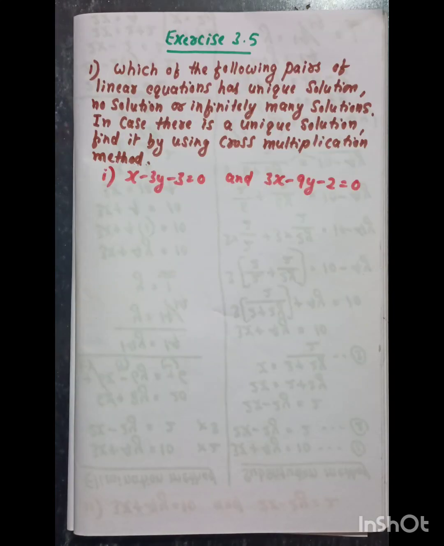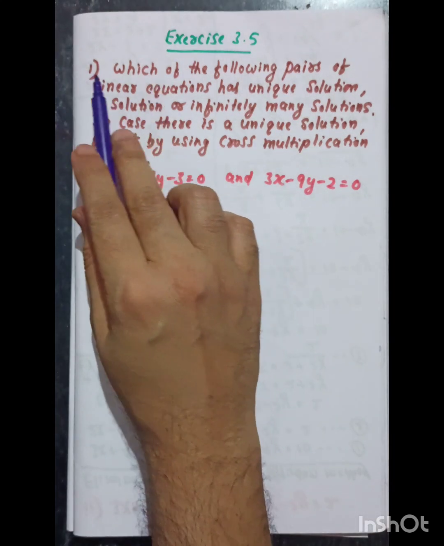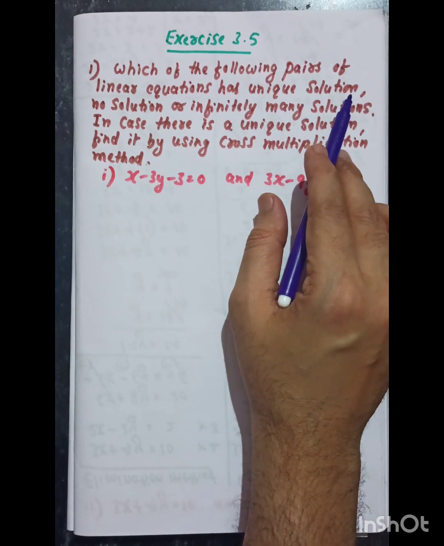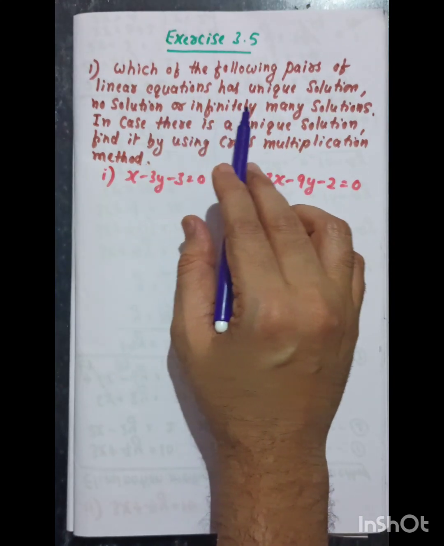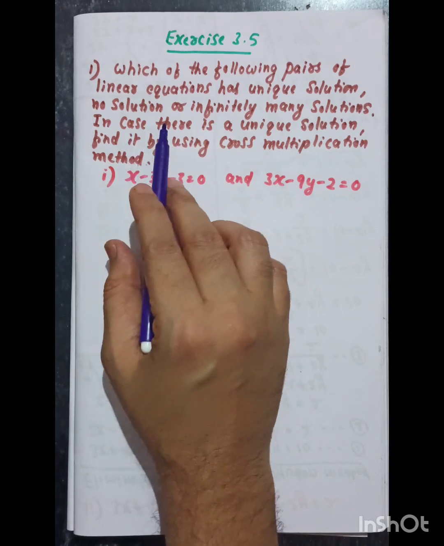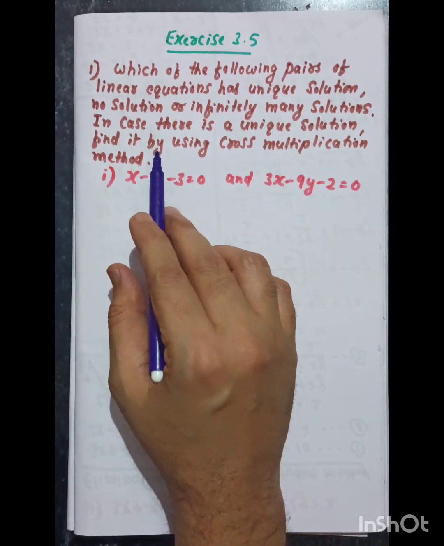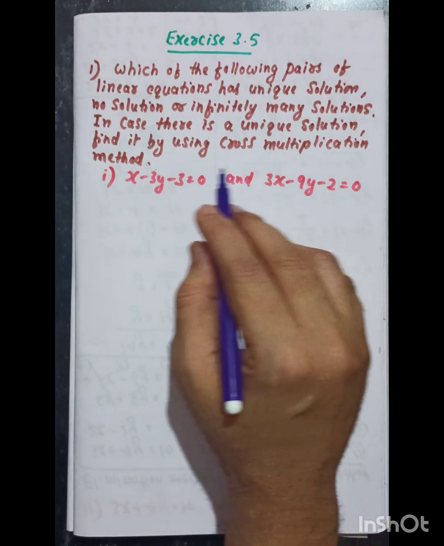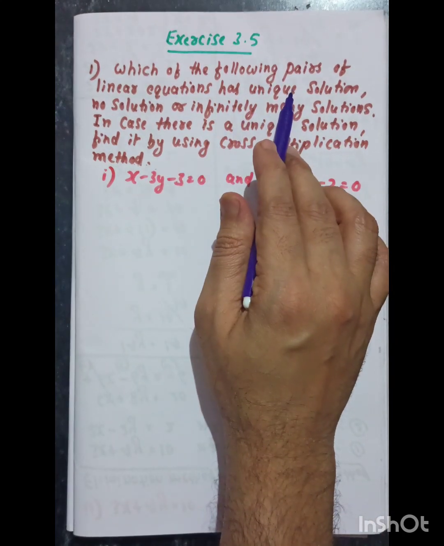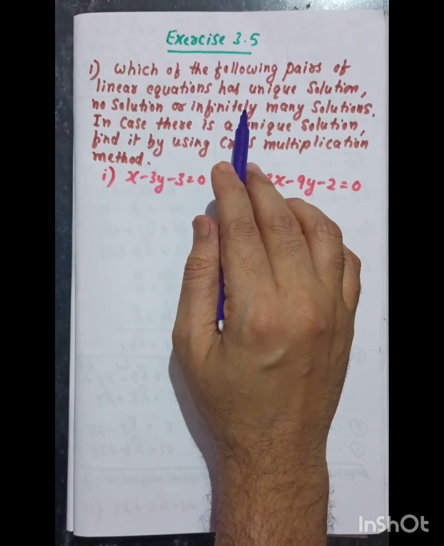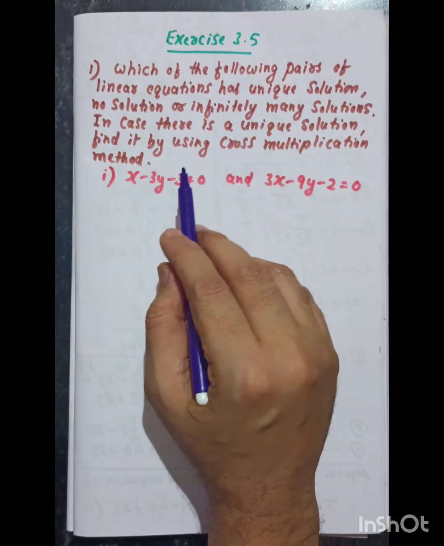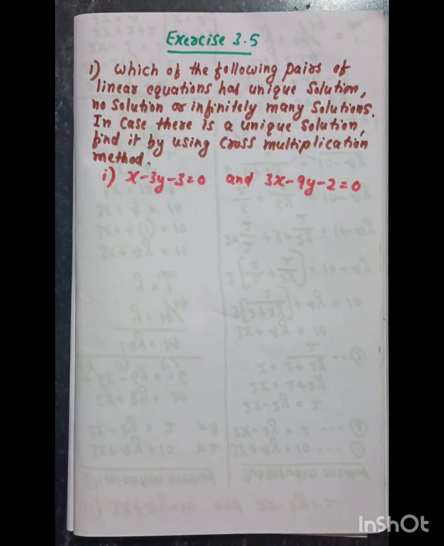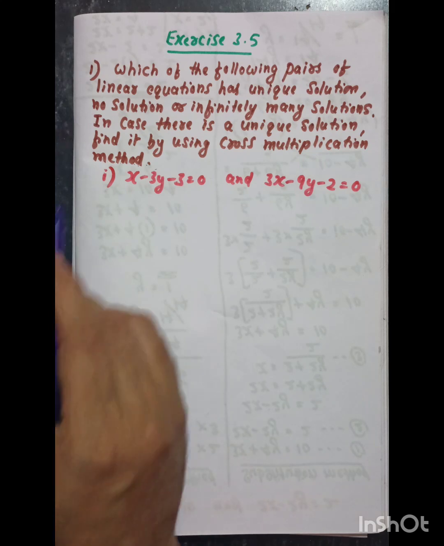Now look at exercise 3.5. First problem: which of the following pairs of linear equations has a unique solution, no solution, or infinitely many solutions? In case there is a unique solution, find it by using the cross multiplication method. We have to find out whether the equation has a unique solution, no solution, or infinitely many solutions. If it has a unique solution, we have to find the values using the cross multiplication method. This is the question. So let's check the first one.